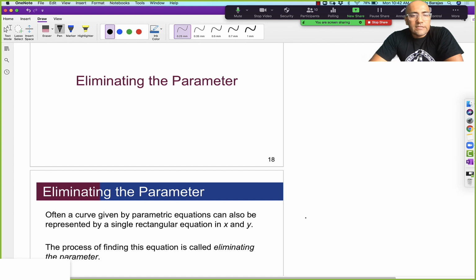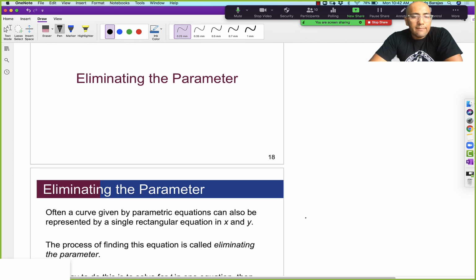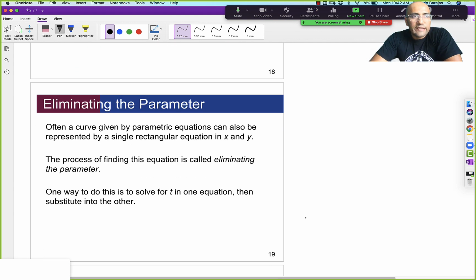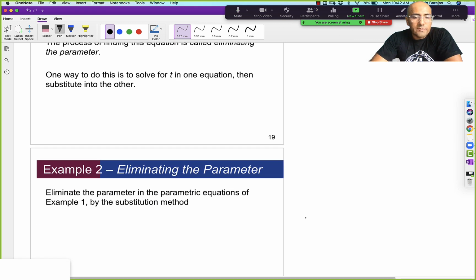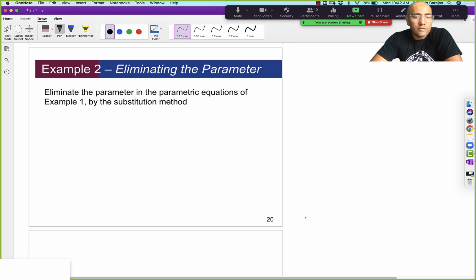Okay, manipulating these. We could eliminate the parameter and put it back into our standard Cartesian coordinate system. And there are different ways to do that. The most common way is to just do the substitution method. So, eliminate the parameter in the parametric equations of example 1 by the substitution method. So if we had x equals t squared minus 3t, and then we had y equals t minus 1, well, pretty easy. What we could do is just take y equals t minus 1 and add 1 to both sides, so y plus 1 equals t.